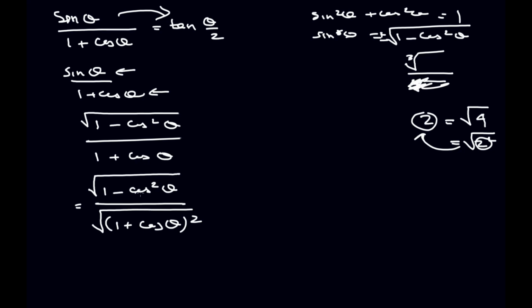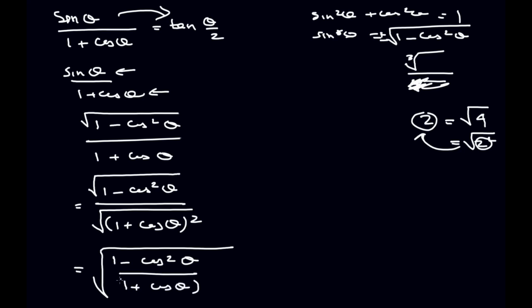And then I look at this, okay? So I can combine these two now, right? So I can combine these two. I will have something like 1 minus cos squared theta. And then here I'll have 1 plus cos theta squared.